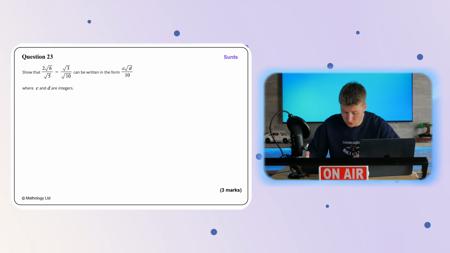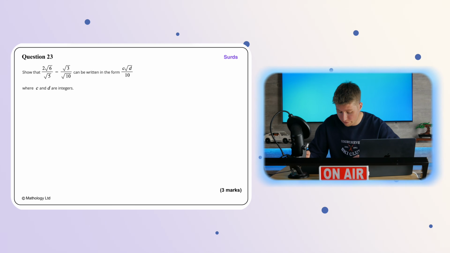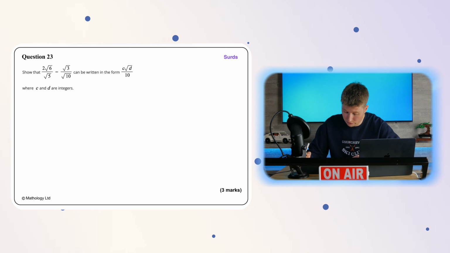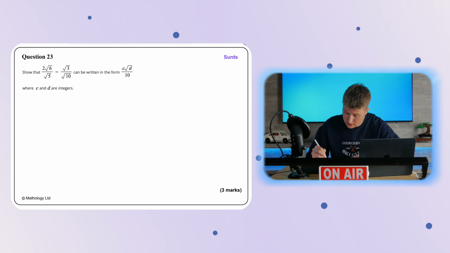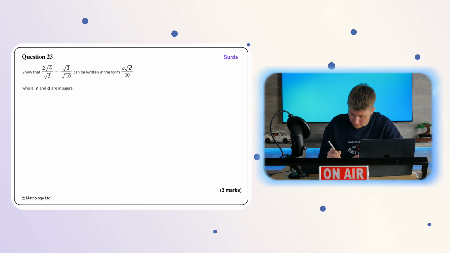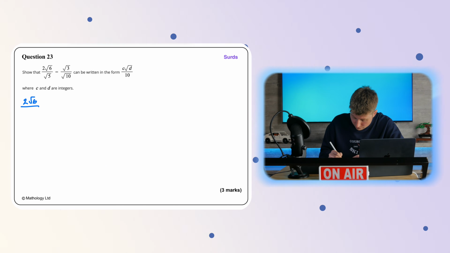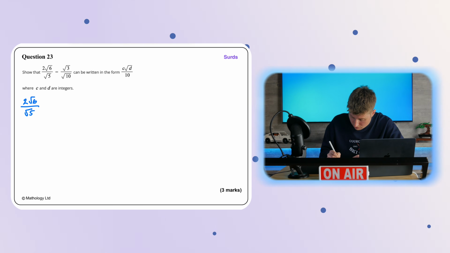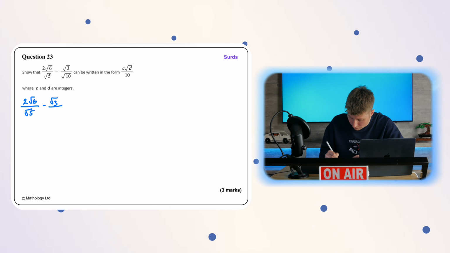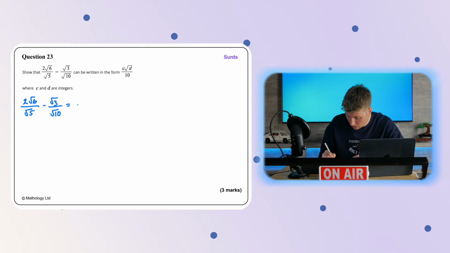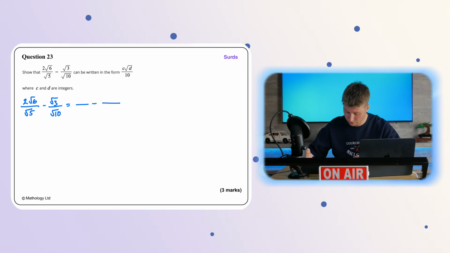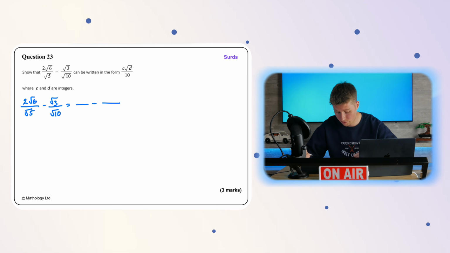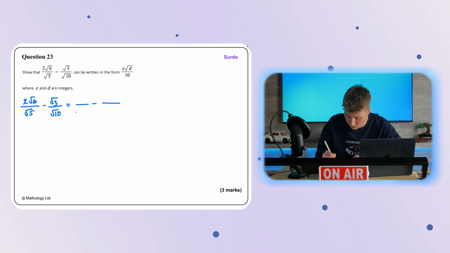Question 23 says, show that 2 root 6 over root 5 minus root 3 over root 10 can be written in the form c root d all over 10. So 2 root 6 over root 5 minus root 3 over root 10. So we need a common denominator to subtract fractions. To get a common denominator, we can multiply these two surds together to give us root 50.